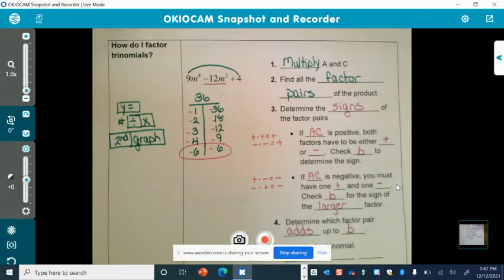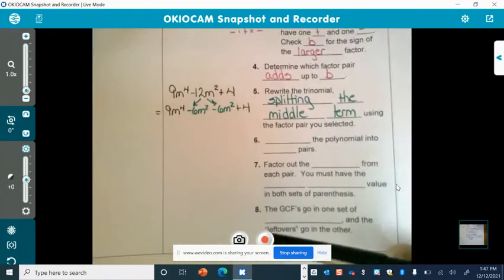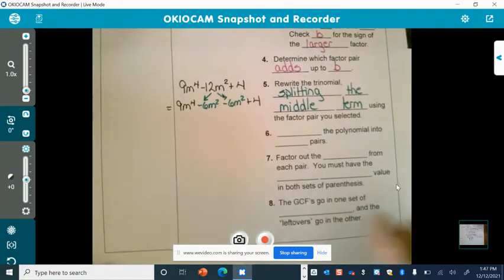Okay, I want to rewrite my trinomial, splitting the middle term using the factor pair I selected. So I'm going to keep 9m to the fourth, but negative 12m squared becomes negative 6m squared and negative 6m squared. I will keep my plus 4. Okay, so I'm splitting that middle term into two parts.